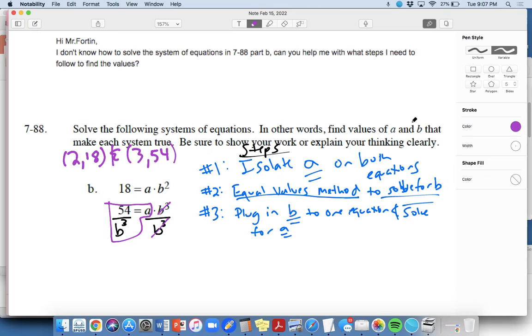So I have that. I'm going to do it on the top equation too. I don't have much space, maybe I can pull it over here. I'll put it over here. I got 18 equals A times B squared. I'm going to isolate A.